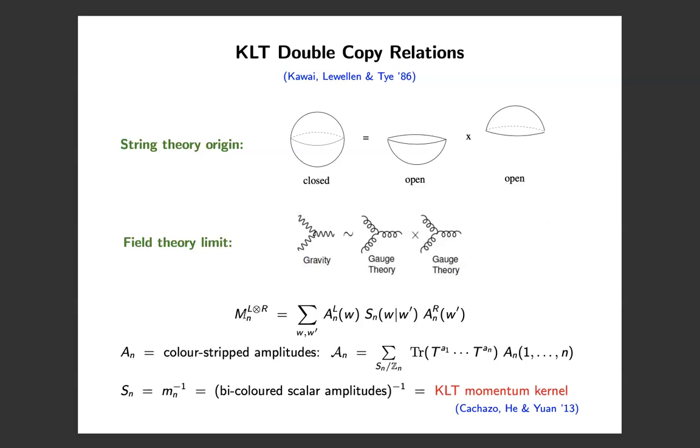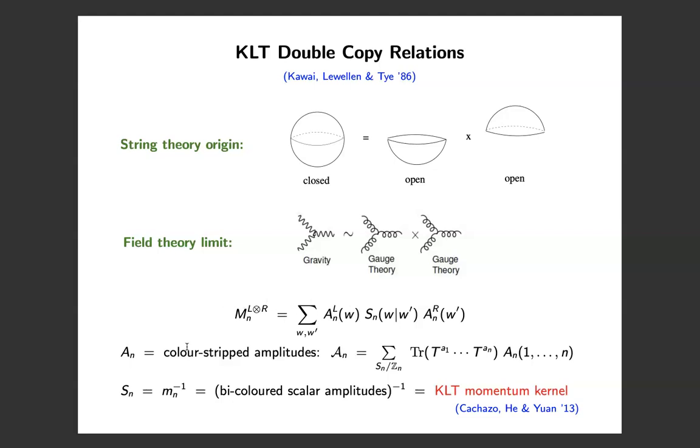A little more analytically: if we call the tree level gauge theory amplitudes A_n, there are two copies, a left one and a right one. The gluing operation that I mentioned is obtained by summing over all words, which you can think of as permutations of the labelings of the external particles in a tree level graph. There is some kernel that glues the left and right copies together. When you do that sum, on the left-hand side you get just the tree level amplitude for gravity.